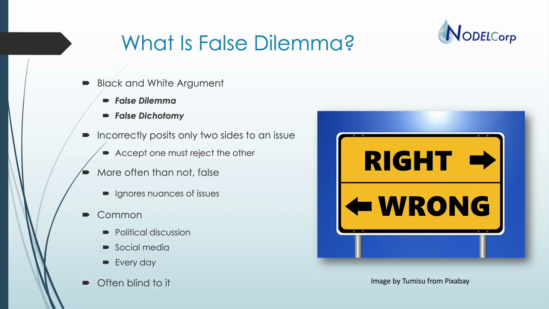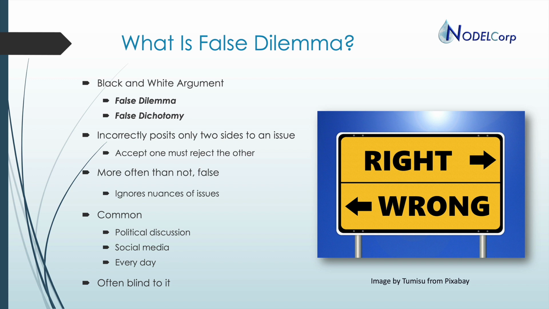So what is false dilemma? I alluded to this earlier. We call it black and white argument. It's also known as false dilemma, as I said, or false dichotomy sometimes. In false dilemma, the person you're discussing with incorrectly posits that there are only two sides of an issue. And if you accept one, then by necessity you have to reject the other. And more often than not, it's false. It's not true because it ignores the nuances of issues. So it treats everything like it's black and white.